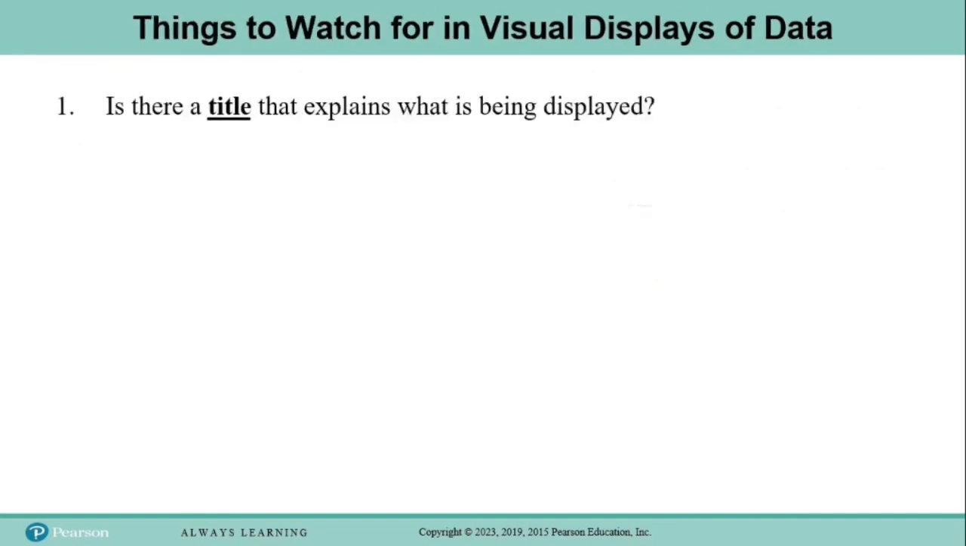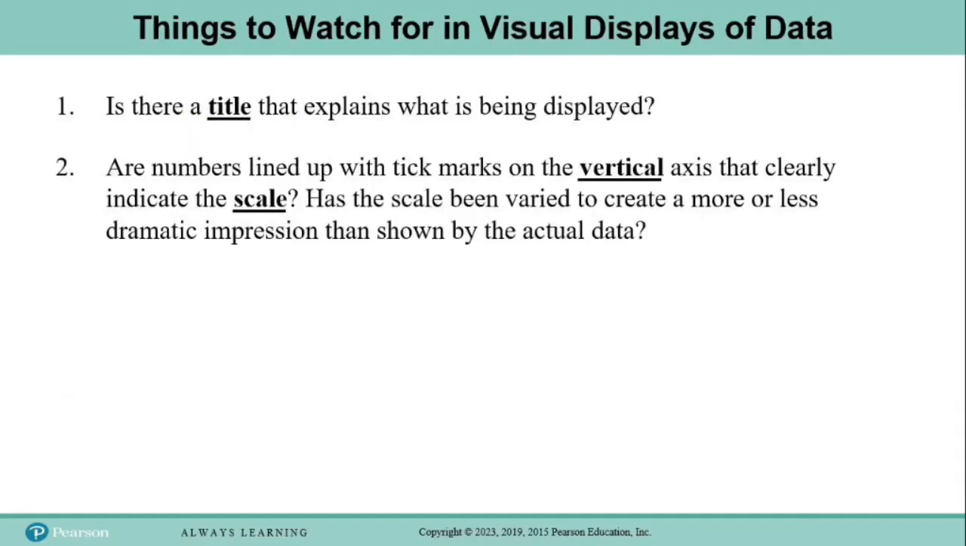So here are a few things to watch out for when you're looking at a graph. One, is there a title that explains what is being displayed? There should always be a title that tells you what you're looking at. Two, are numbers lined up with tick marks on the vertical axis that clearly indicate the scale? They should. Has the scale been varied to create a more or less dramatic impression than what the data actually shows? Maybe. You have to ask yourself that question and be aware if the person who made the graph is maybe trying to create a false impression.